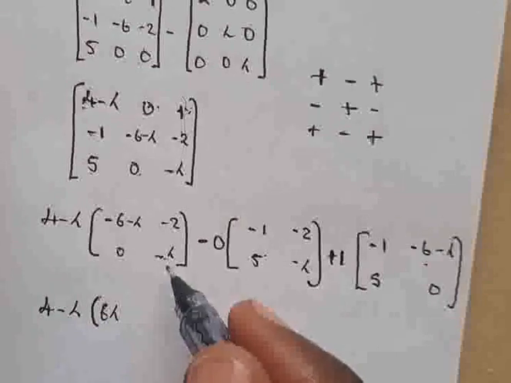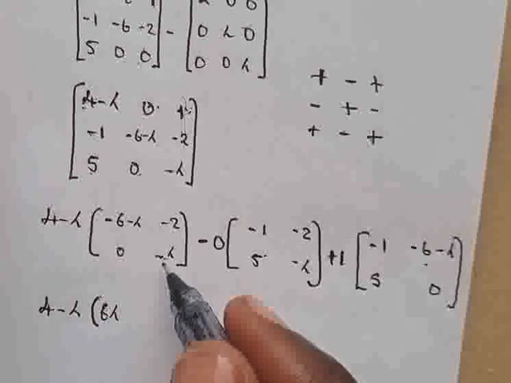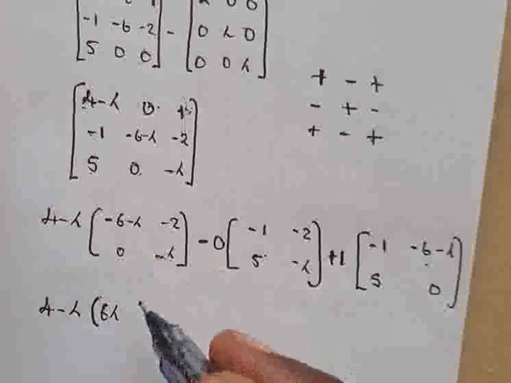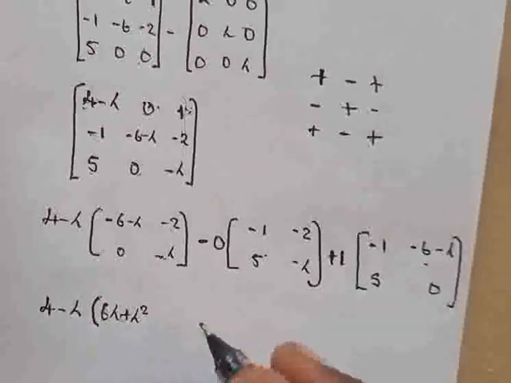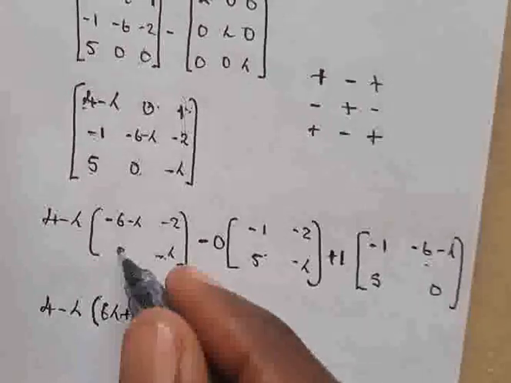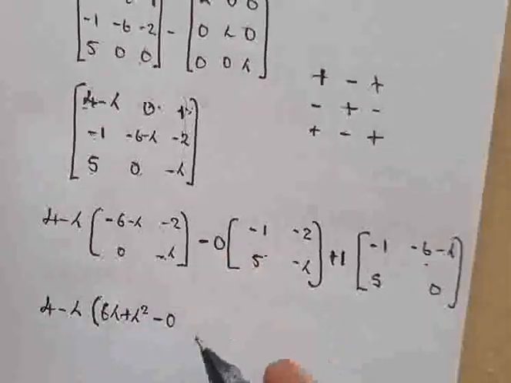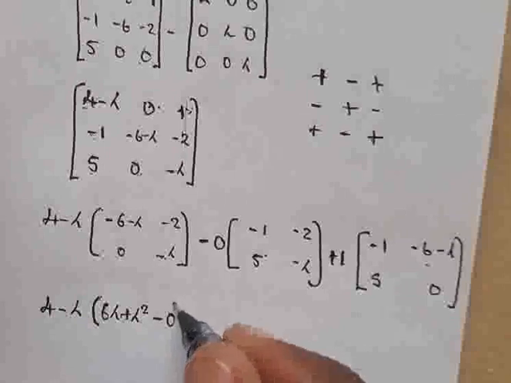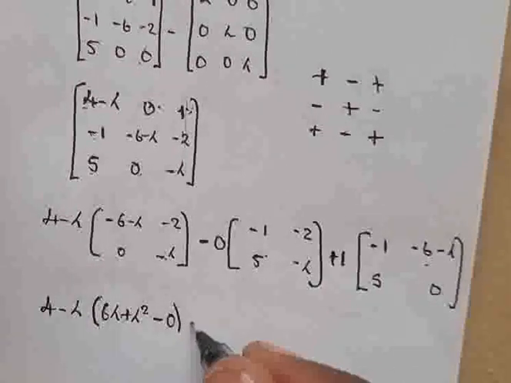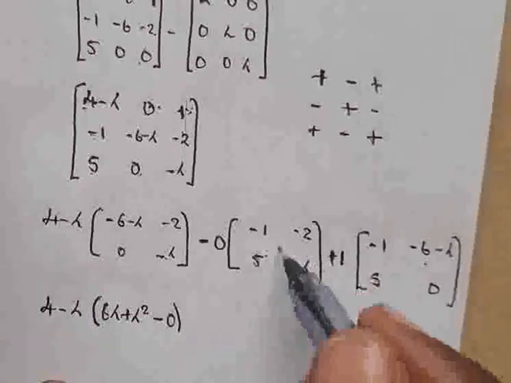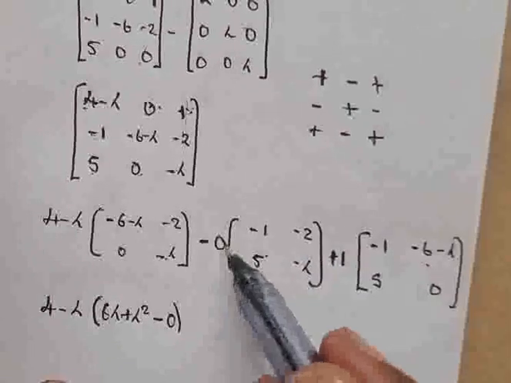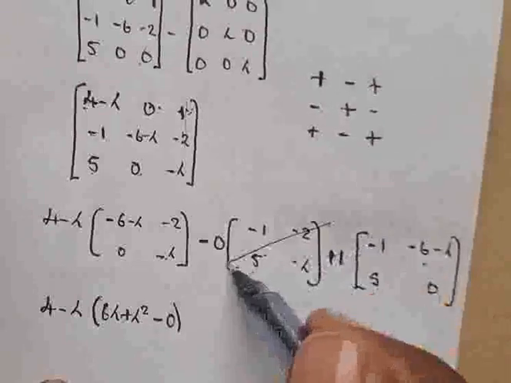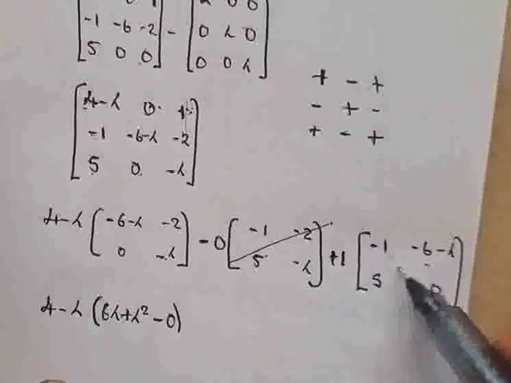Then negative lambda times negative lambda, positive lambda squared. Then minus here to give us 0, because 0 times negative 2 is 0. Let us close the brackets. Then here, whatever I'm going to do inside here, we know that at the end I'll have 0 because of this 0 here. So let us not trouble ourselves with this one. Just go right straight to here.